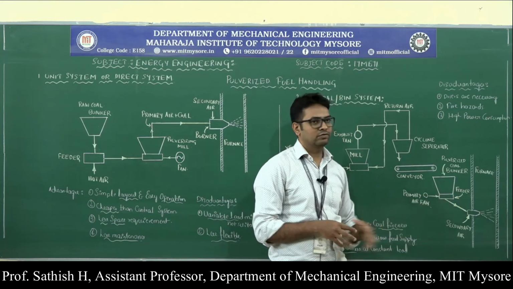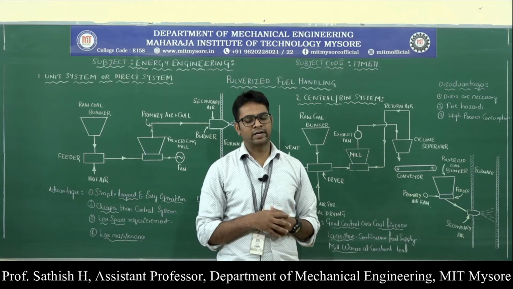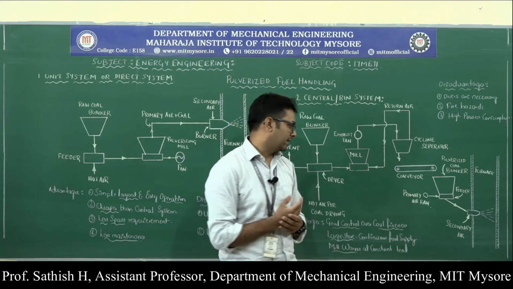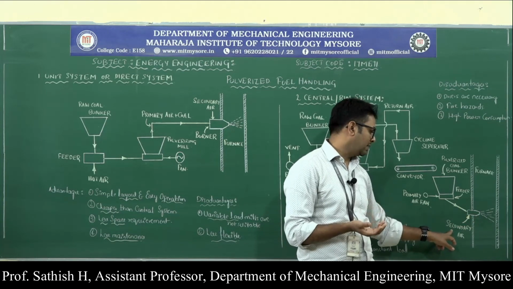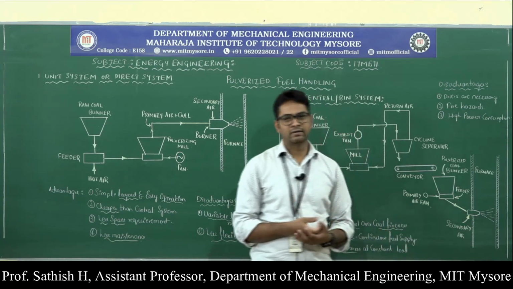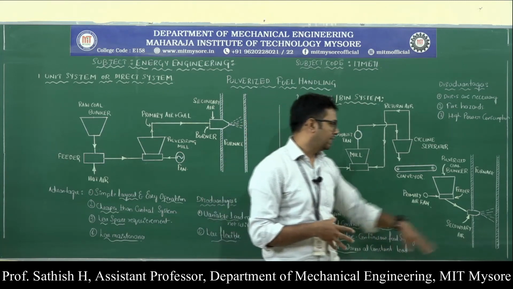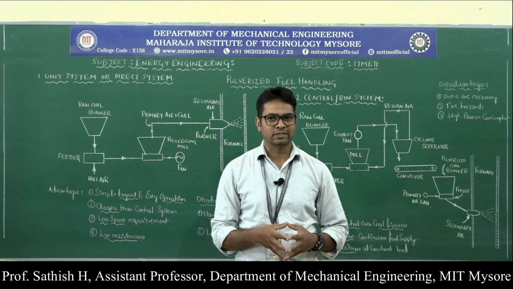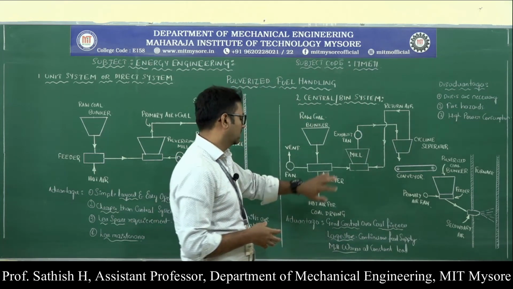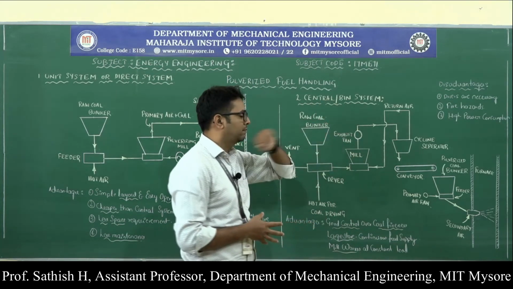Here it is attached with the feeder. The feeder helps to feed the pulverized coal at the required rate, and then that is admitted to the burner, where secondary air is also admitted, which helps for the burning of the coal. Inside the furnace, the burning of the coal or the fuel takes place. This is about the construction and working principle of this central or bin system.